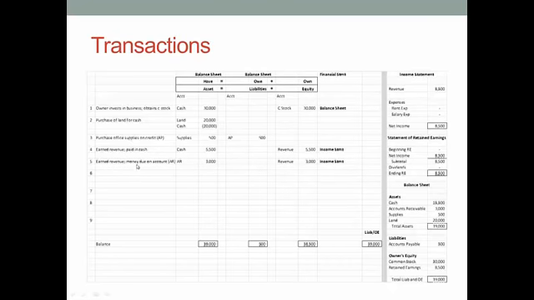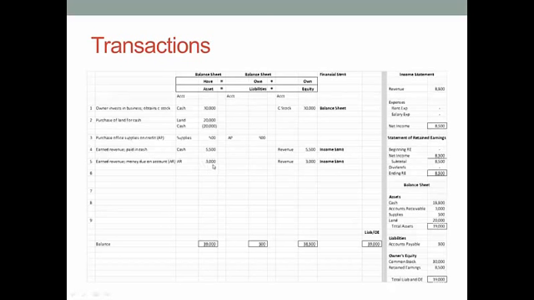Next, we earned revenue and money was due on account. So in other words, we earned revenue, so revenue is involved, but we didn't get cash for it. It's money due on account. So that's called accounts receivable. So when someone owes us money, that's called accounts receivable.